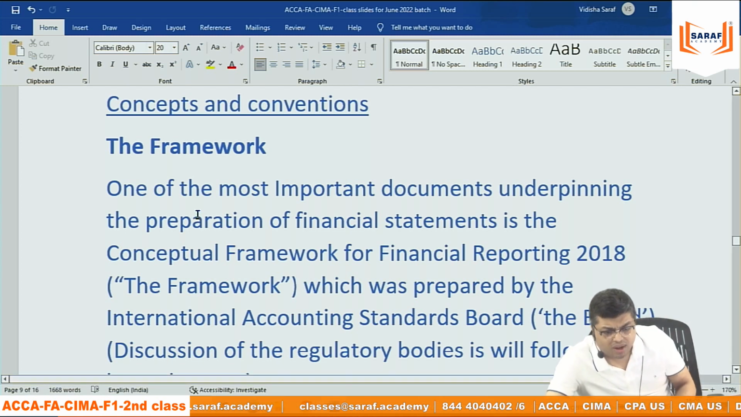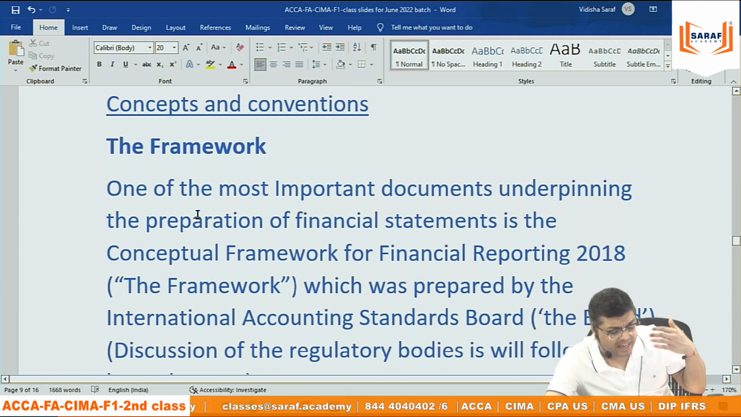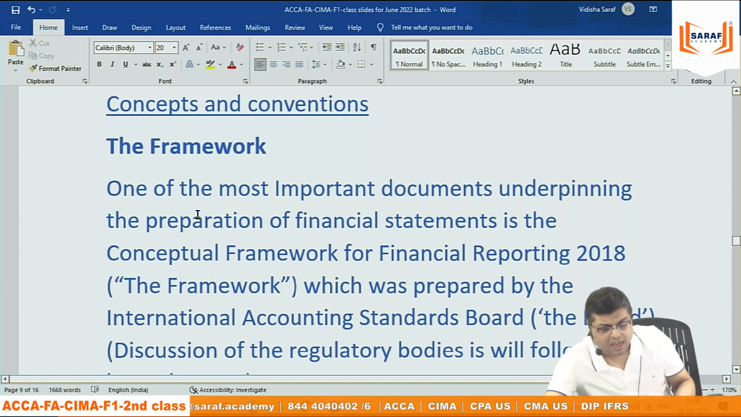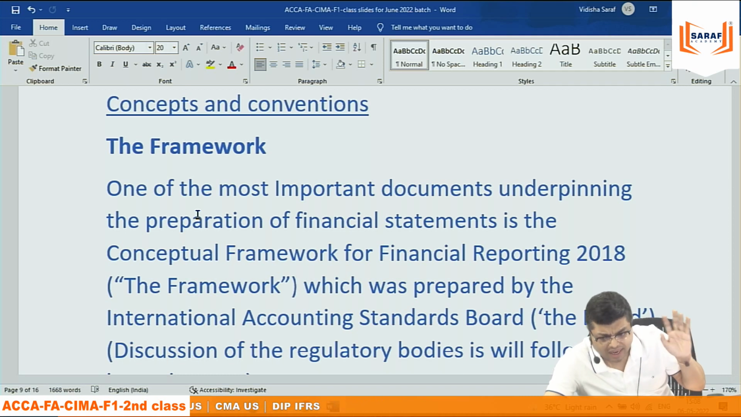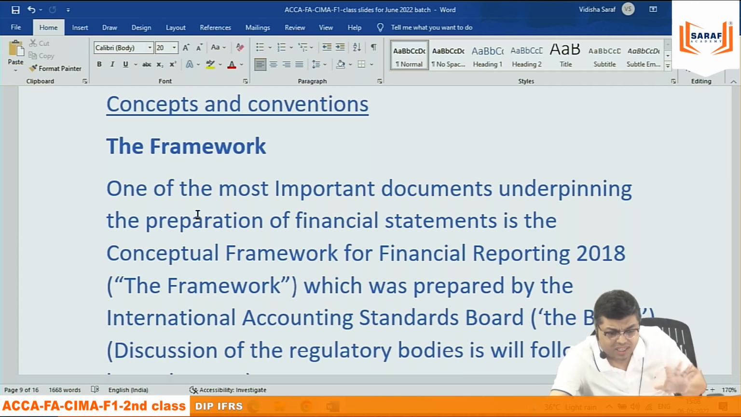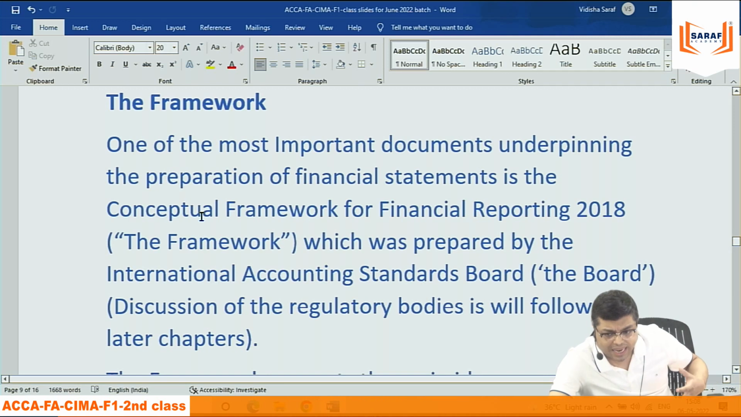Relating to this framework, IAS, IFRS, International Accounting Body, Advisory Board and all that, there is some write-up which I am not covering now. I will cover in the next class in a separate story relating to this regulatory thing. For the time being, my objective is not to cover regulatory thing.